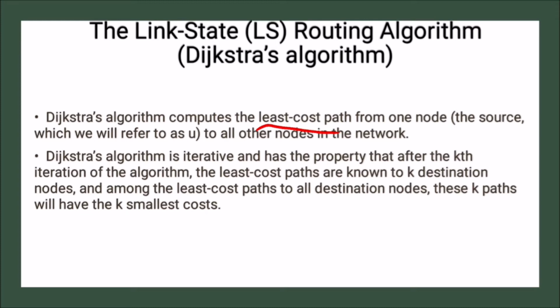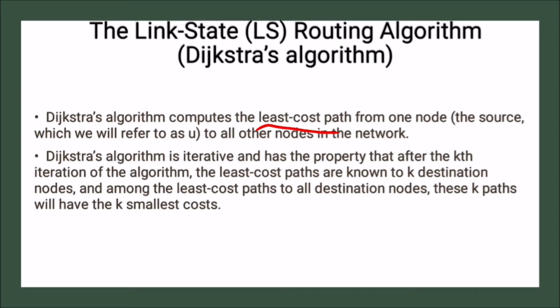For example, in Google Maps, if we search for a path from one location to another, it will give the paths which may be possible: one which is shortest, then the longest, or with toll tax, etc. So Dijkstra's algorithm computes the least cost path from one node to all other nodes in the network.